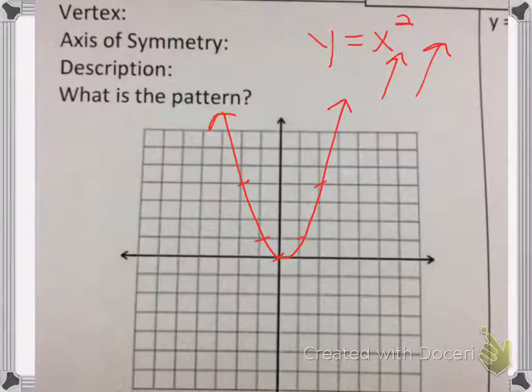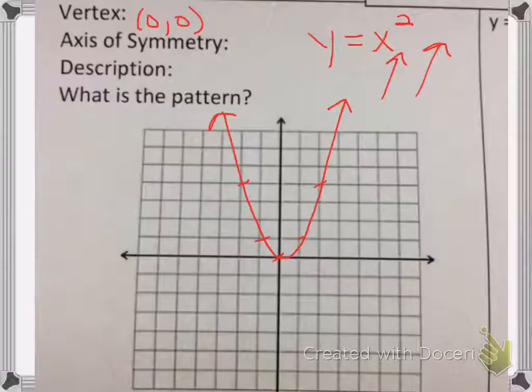A point to be made today that's important is that this parabola is a curve. Yesterday when we were doing the absolute value graph, it had that pointed V-shaped look to it, but this is definitely a curve, so make sure that you're drawing it as a curve. All right, we're looking at this curve right here. Our vertex point is 0, 0. It starts at 0, 0.